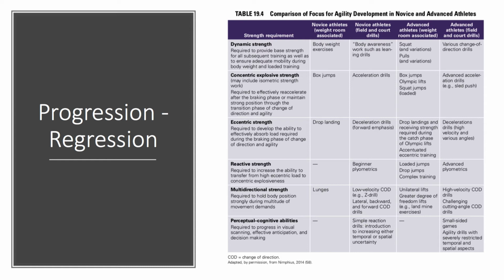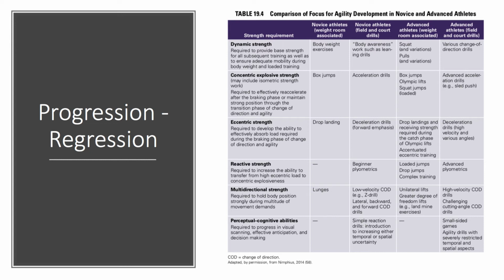You should also see from this chart that there are 6 strength requirements for developing agility. One is dynamic strength, one is concentric explosive strength, one is eccentric strength, one is reactive strength, multi-directional strength, and lastly, perceptive cognitive abilities. And you can see in each column, it provides examples of how to develop that strength requirement for novice athletes in the weight room, novice athletes in the field, advanced athletes in the weight room, and advanced athletes in the field. I want to draw your attention to the bottom for the perceptual cognitive abilities.